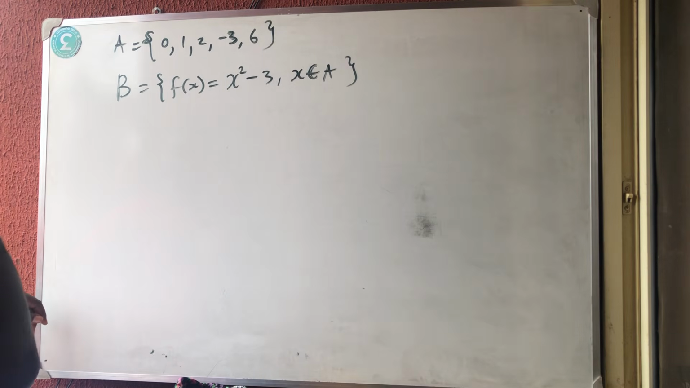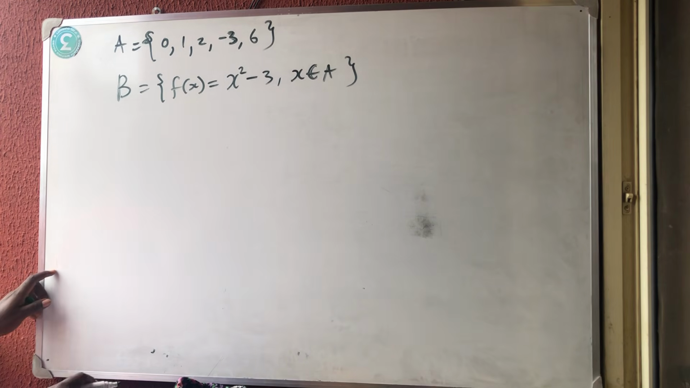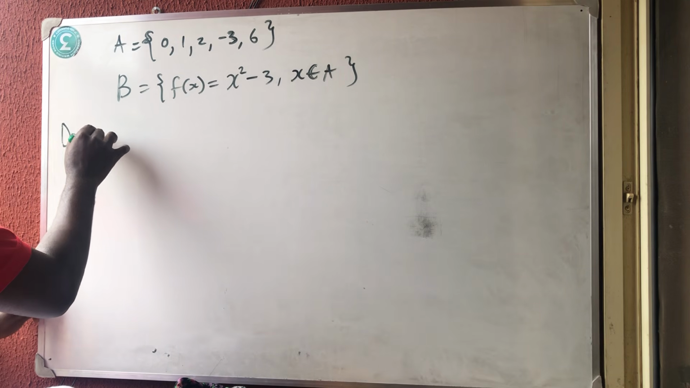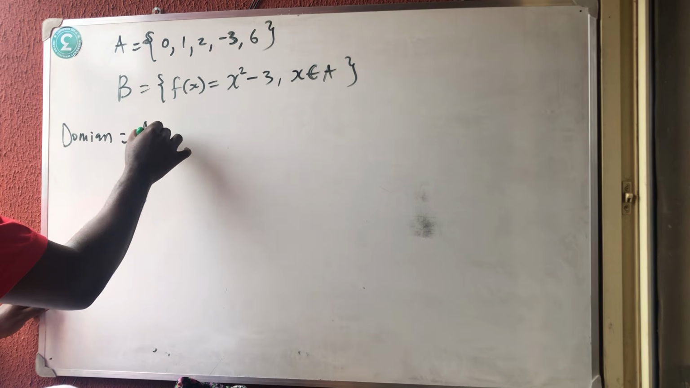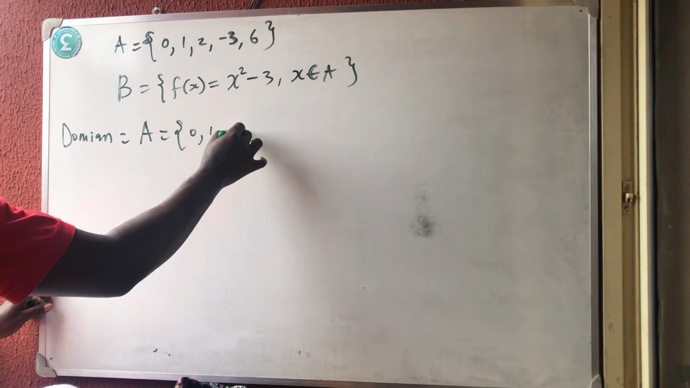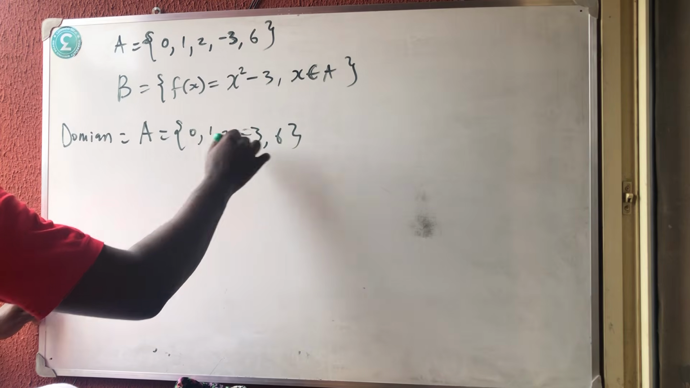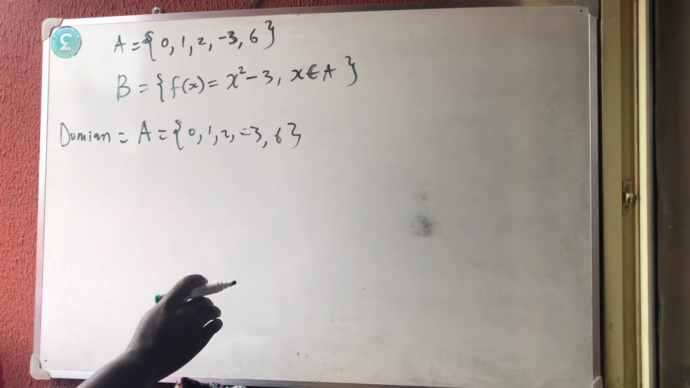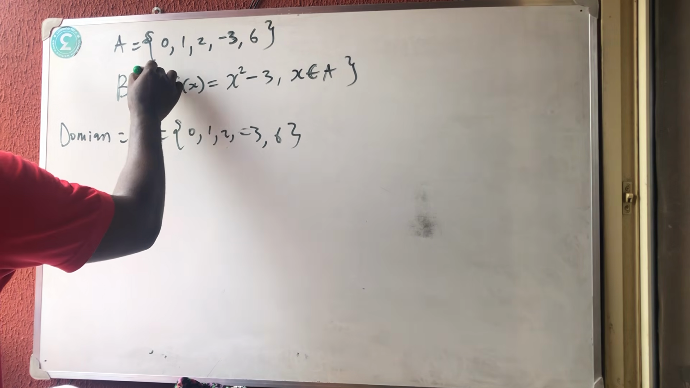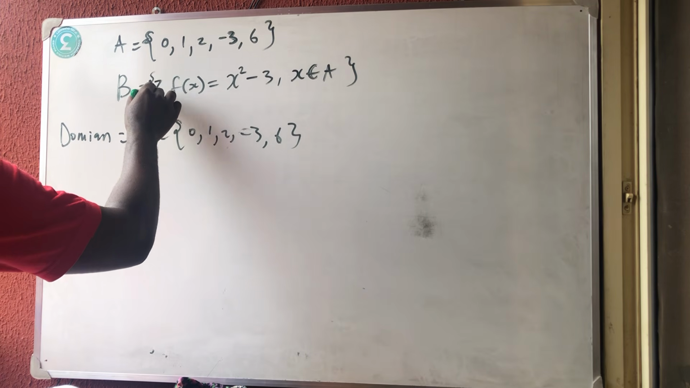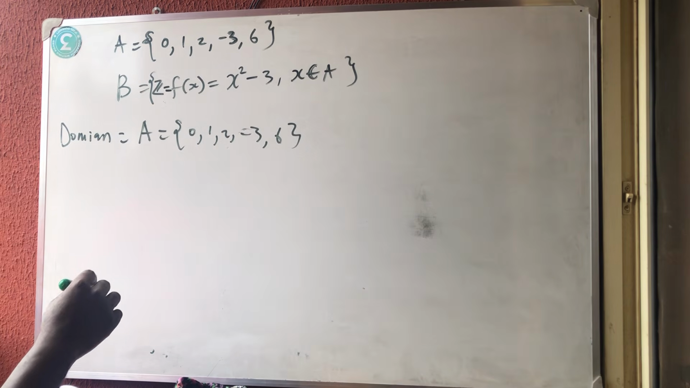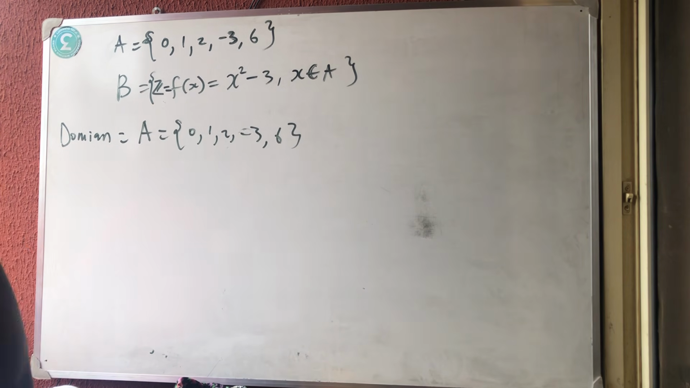Now look at this. If we have this, you will now see that the domain is the set of A, which is 0, 1, 2, -3, and 6. These are the things I want to use and work. These are the things I want to use and what? And work. In fact, let me say that this is a set of integers such that f of x is equal to this.